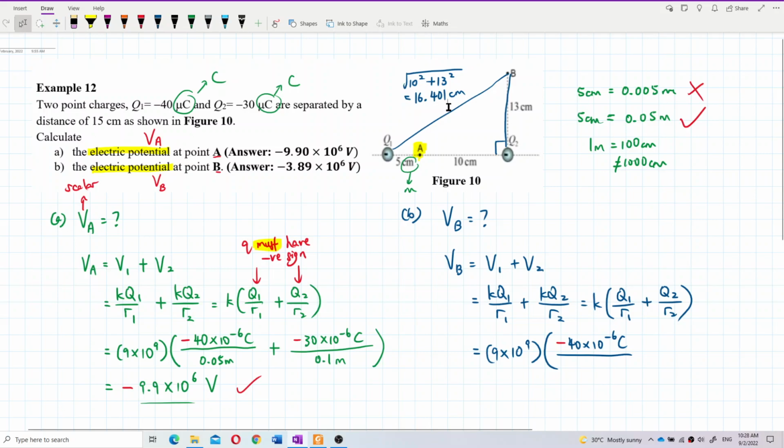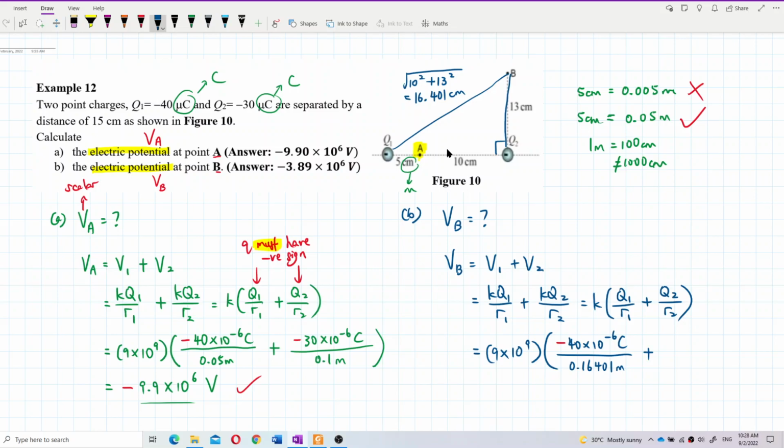I can divide by 100. Okay, not divide by 1000. Divide by 100. So change to meter. Remember, change to meter. 16.401 divided by 100 is 0.16401 meter. No square. Okay, divided by 100, I changed to meter already.